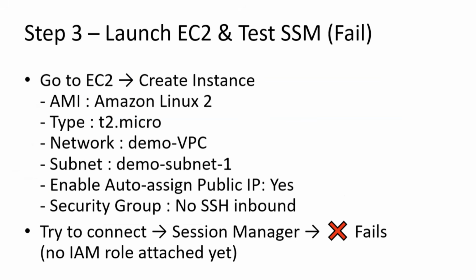Now that our network is ready, it's time to launch our first EC2 instance. Think of this as placing a new house on the street we built, a server that will host applications and services. We choose Amazon Linux 2, a lightweight and reliable operating system, and place it in our subnet. Notice we don't open SSH access. This instance will rely on Systems Manager for secure remote management. Next, we try to connect using Session Manager.